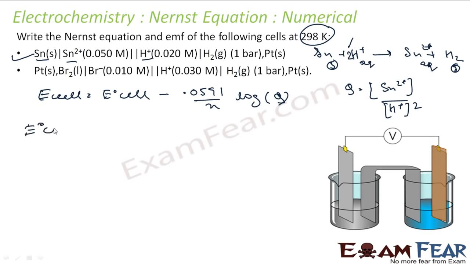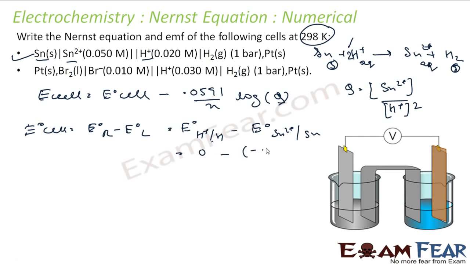So E naught cell will be nothing but E naught of right minus E naught of left. What is the E naught of right? Right is this, that is H+ to H2 reduction. E naught of left, that is Sn2+ to Sn reduction. Please don't put the oxidation, because standard potential is nothing but reduction potential. This is 0 minus, and this value from the table we'll get is minus 0.414 V. Total is 0.14 volt. Positive.